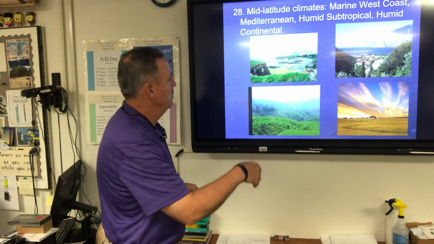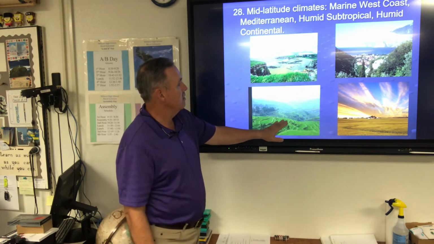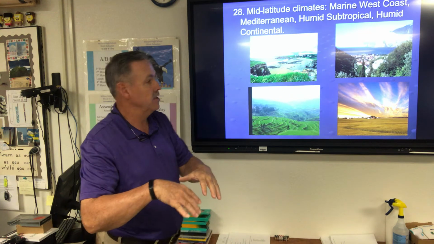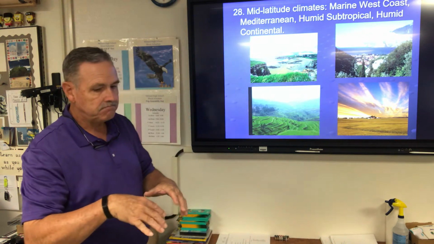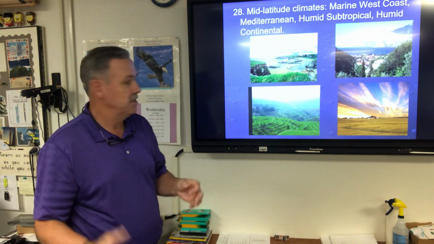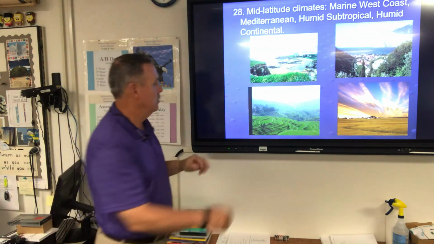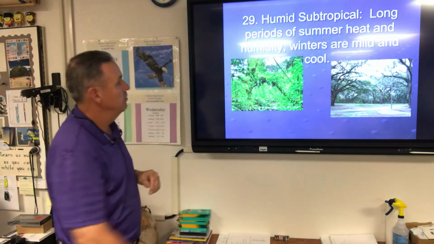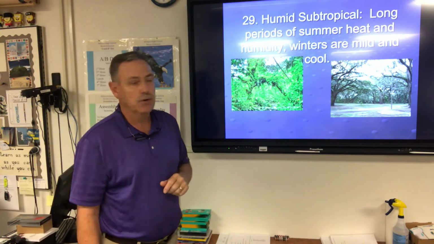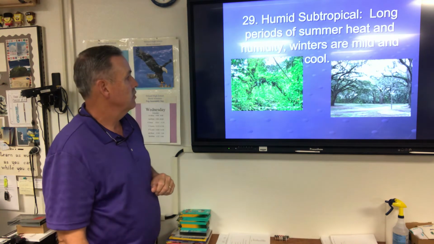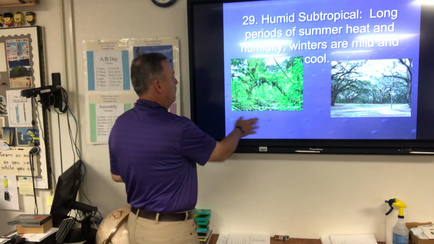Humid subtropical, that's going to be this one here, and then humid continental, so you're in the interior of the continent. And it's going to be very humid. I think on the next slide it will define humid subtropical. There we go. So this is long periods of summer heat and humidity. Winters are mild and cool. So that's a humid subtropical.